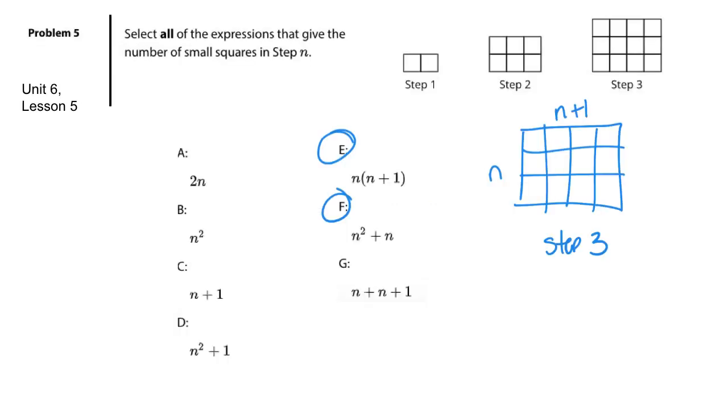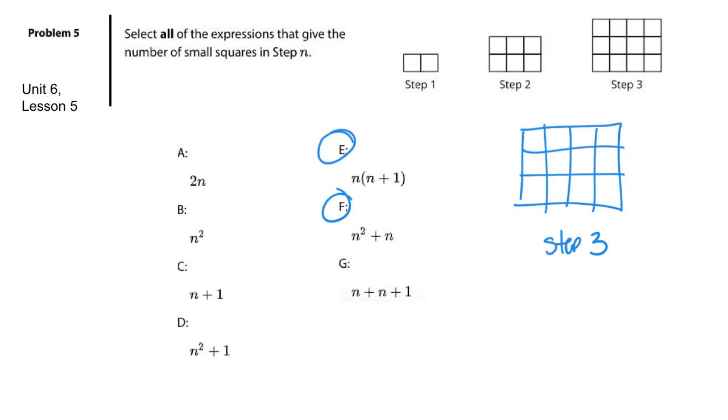Okay, here's number 5. The correct answers here are E and F. And here's why. If I take, let's say, step 3 as my example, I notice that one side is the same as my step number. So I'm going to call that side n because it's the same as a step number. The other side is one more than the step number. And if I want to know how many squares, I'm going to take length times width. And so I'd have n times (n plus 1).